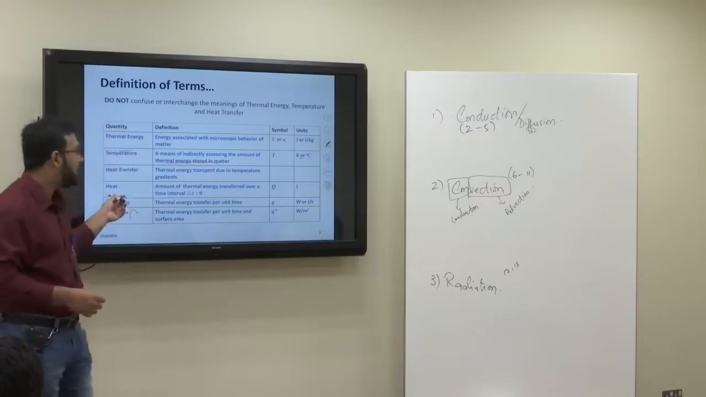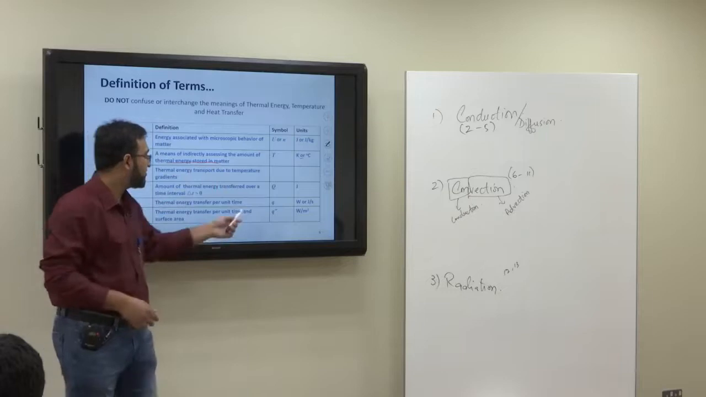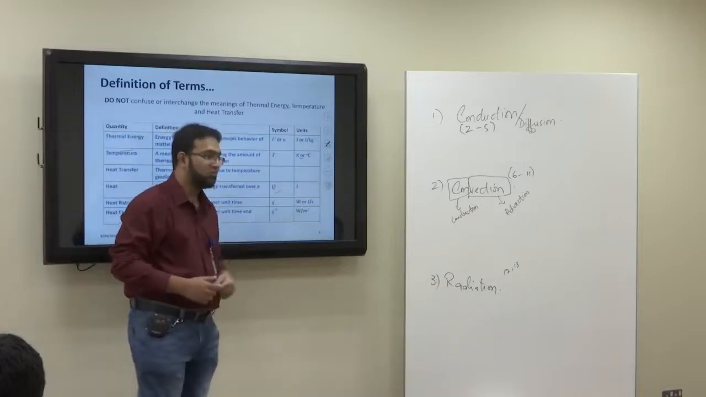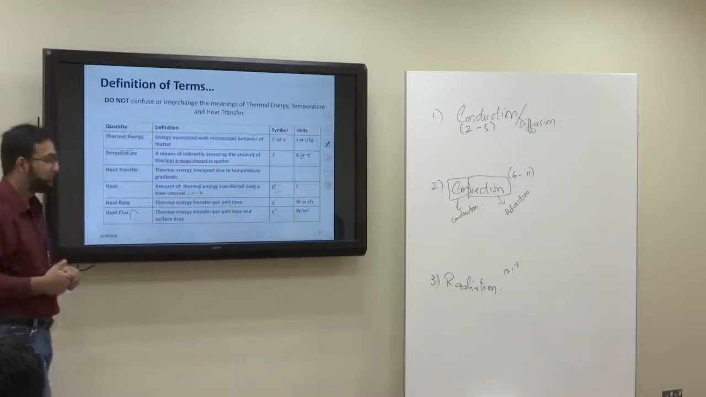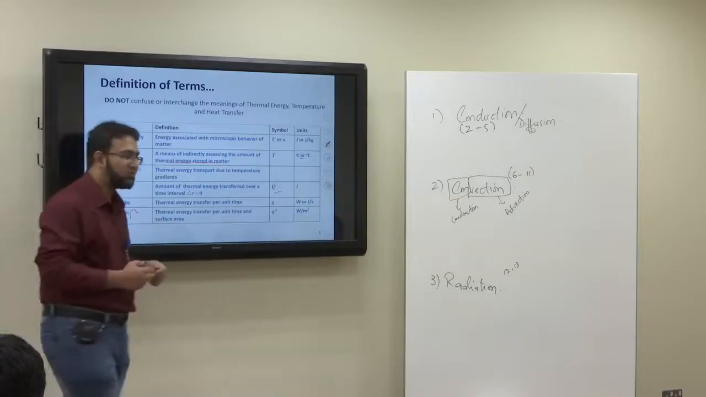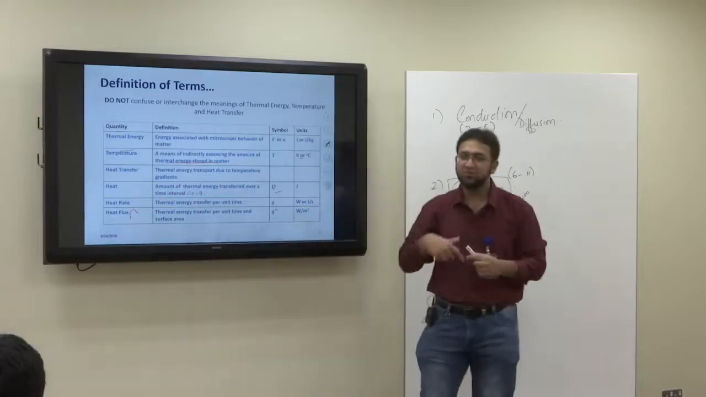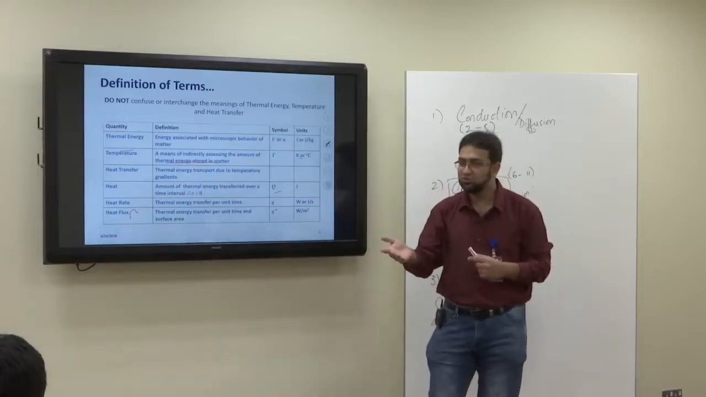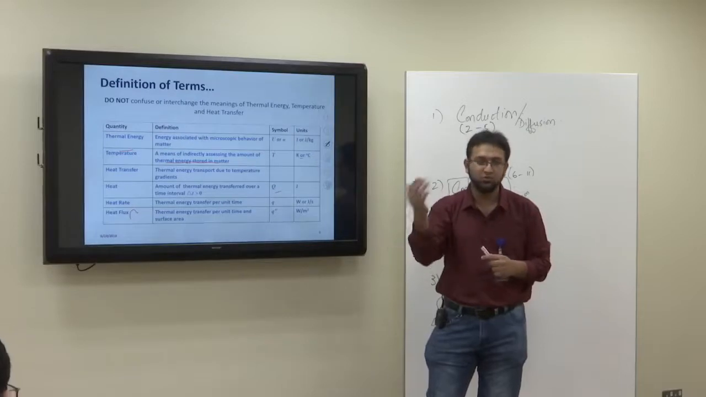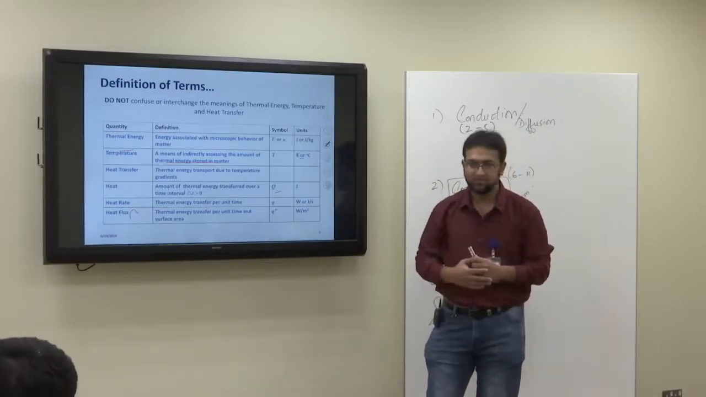Heat is the actual amount of energy transfer, and it is measured in joules or kilojoules. Okay. Heat rate: whenever we put the word rate with anything, it means per unit time. So the amount of heat transfer is joule or kilojoule, but heat rate will become joule or kilojoule per second, that means watt or kilowatt. It's clear?